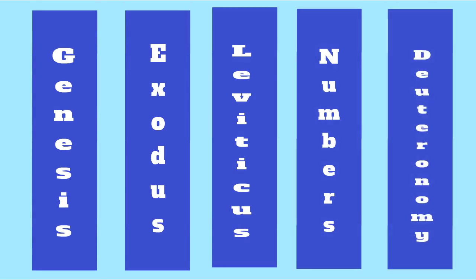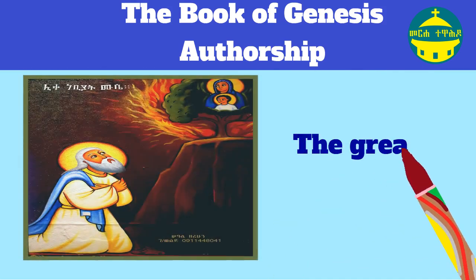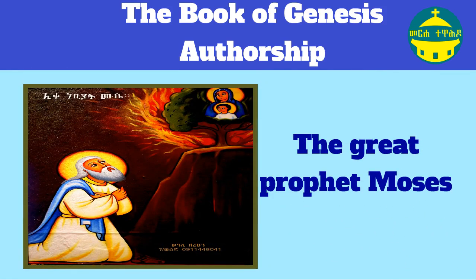Now, let's take a brief look at the book of Genesis, its authorship, main themes, and structure. The book of Genesis authorship. The book of Genesis, along with the other 4 books of the Torah, was written by the great prophet Moses.